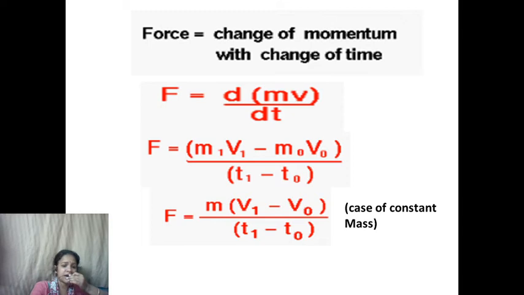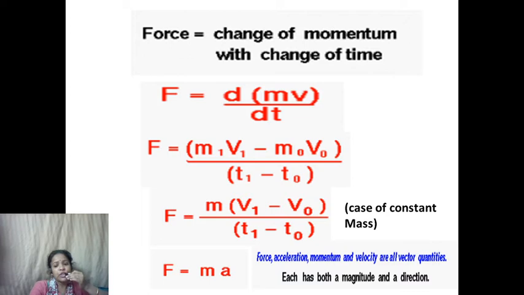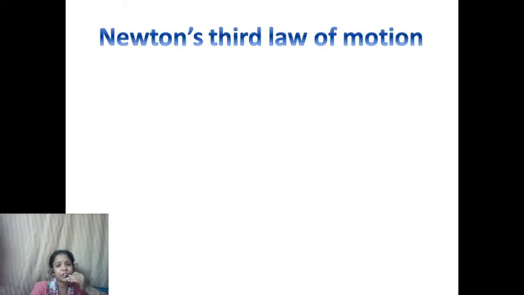I can take it as constant, and then in the bracket what is left is (v1 minus v0) upon (t1 minus t0), which is acceleration. So F is equal to ma. This is a relation which we get from the second law. F equals ma is not the second law, but it is an application of the second law. Now the terms which we use, like force, acceleration, momentum and velocity, are all vector quantities, and each has both magnitude as well as direction.